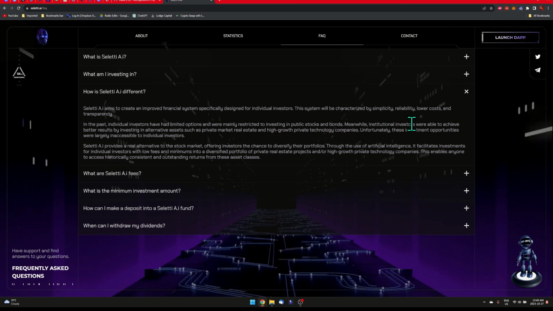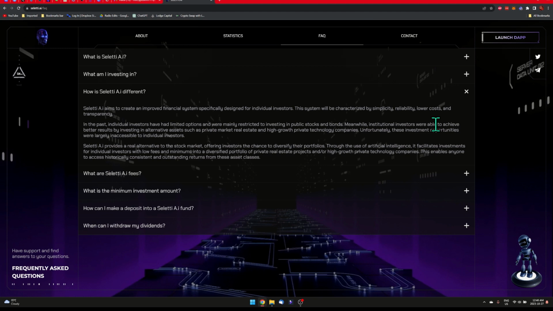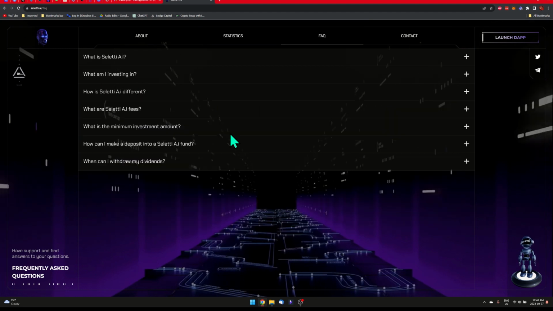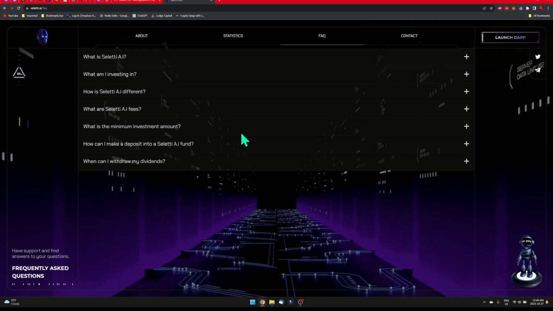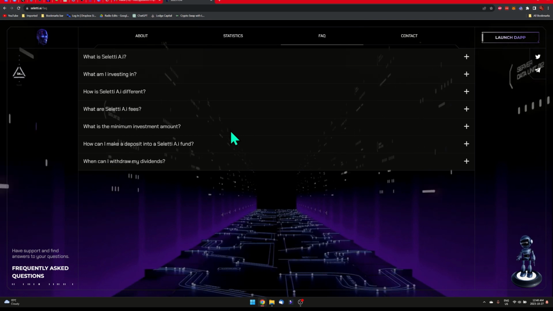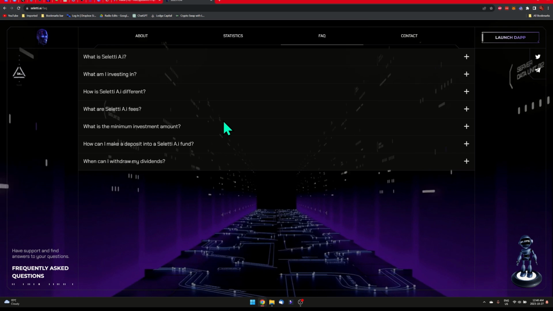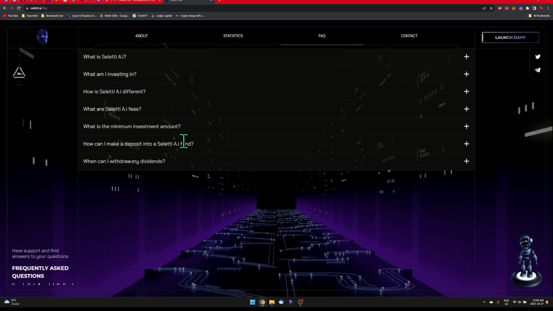The system will be characterized by simplicity, reliability, lower costs, and transparency. So, I mean, the website looks pretty cool. It's very high tech. I mean, a lot of devs can do this kind of stuff, but it's just a cool little concept that I found interesting. And, you know, I'm a tech guy, so for me, this kind of stuff is very interesting, and I'm looking forward to diving deep into this project.